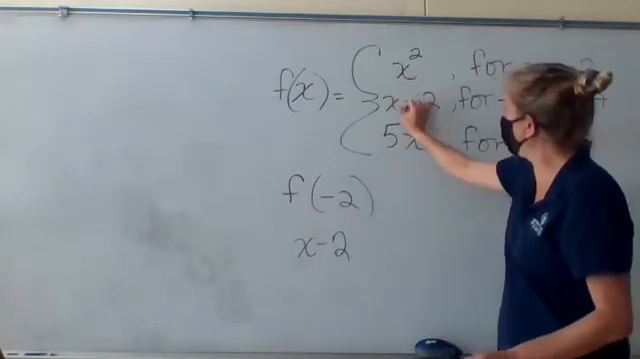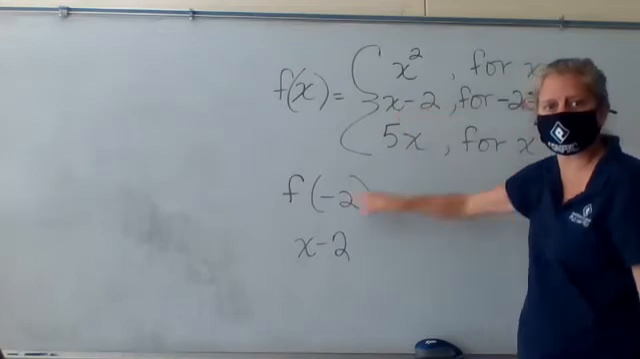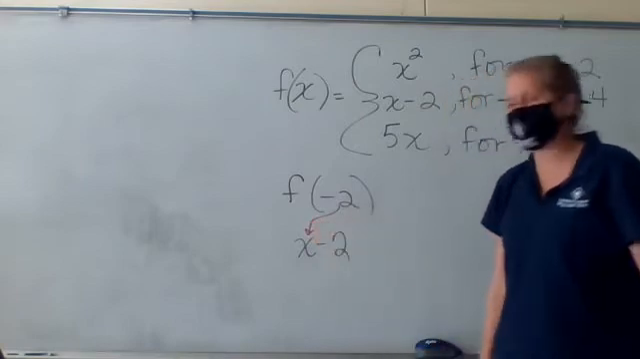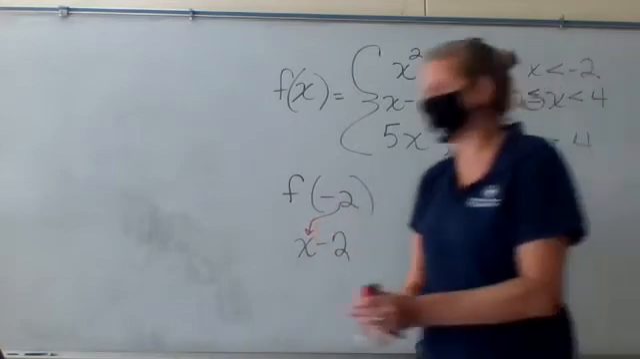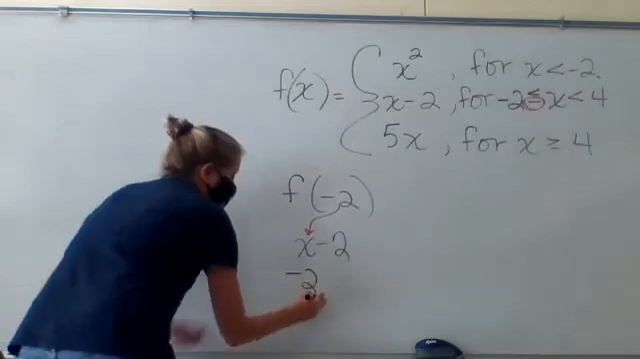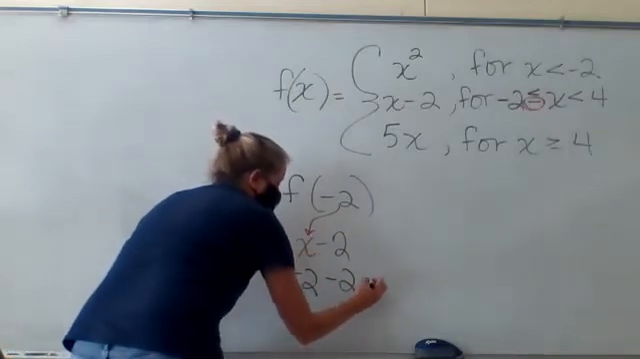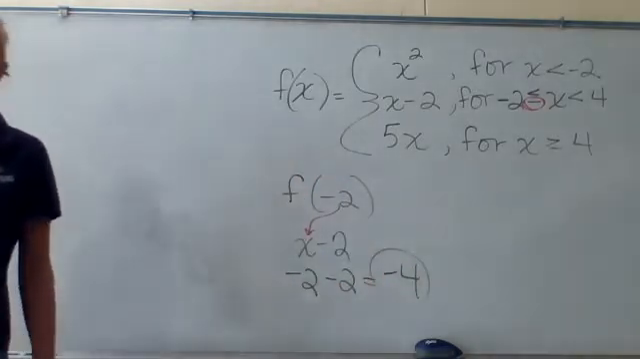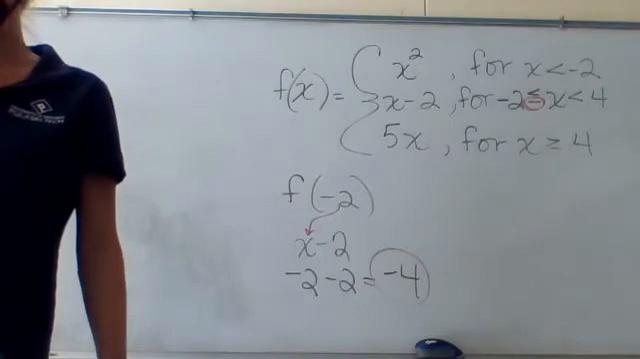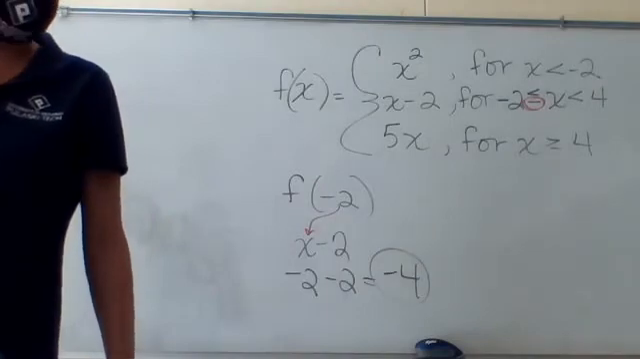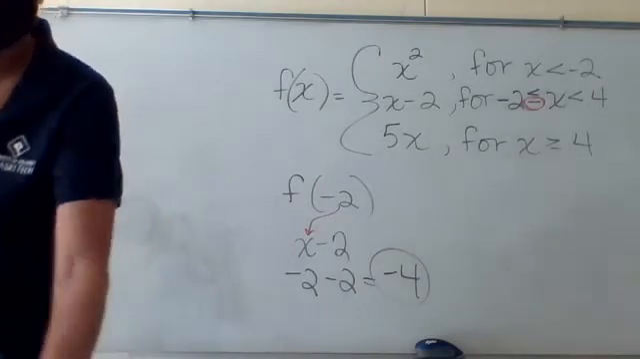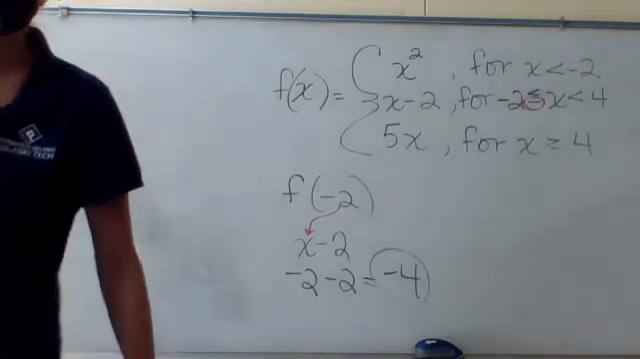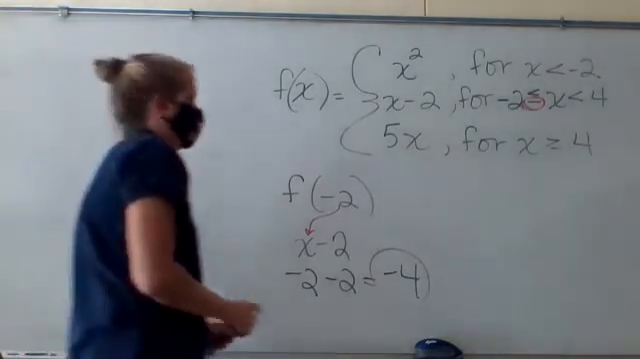Now, once I find the piece that I'm plugging into, which is the x minus 2, whatever is in here goes into that x. So let's plug it in. So if I replace the x with negative 2, bring down my minus 2, it gives me negative 4. So that's 19. Again, I'm going to work 23 and then come back to 20. 21 and 22.